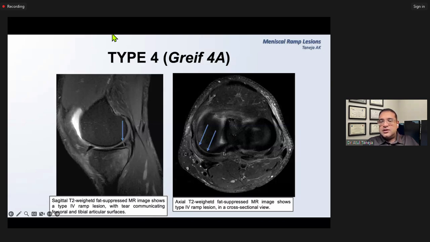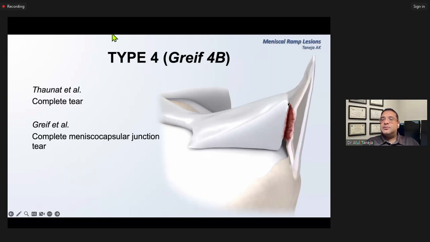You can see here, you can see on axial how long it extends. See, it's extending the entire posterior horn and the transition to the body, and you see a bone bruise of the posterior edge of the medial tibial plateau. How about 4B? It's very similar, but it's not involving the meniscal substance itself, but it's involving that common attachment I showed you a few slides before. This will be the complete meniscal capsular junction tear or meniscal capsular disruption, as we used many years ago.